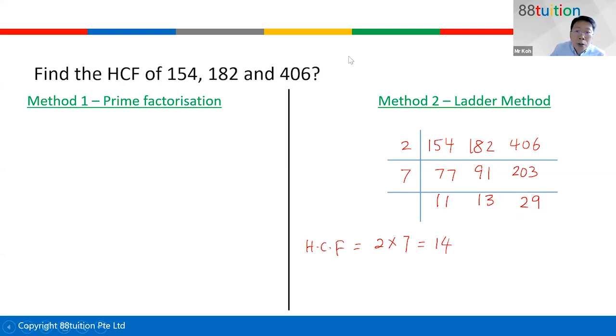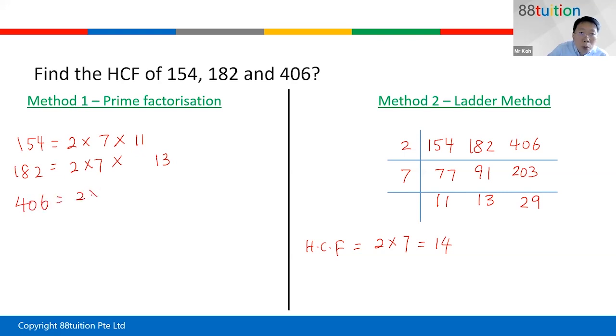Okay, so let me just quickly run through how I can do it for prime factorization, then for method 1. Similarly, prime factorization, I will just take 154 will be equal to 2 multiplied by 7 multiplied by 11. Similarly, 182 will be just 2 multiplied by 7 multiplied by 13. And then lastly, 406 will be just 2 multiplied by 7 multiplied by 29.